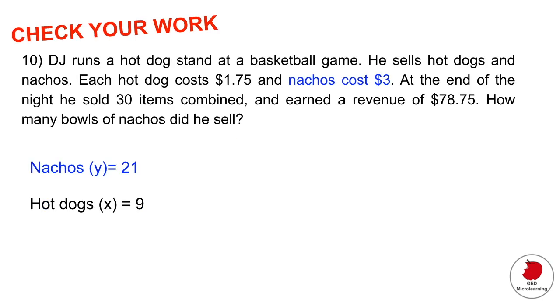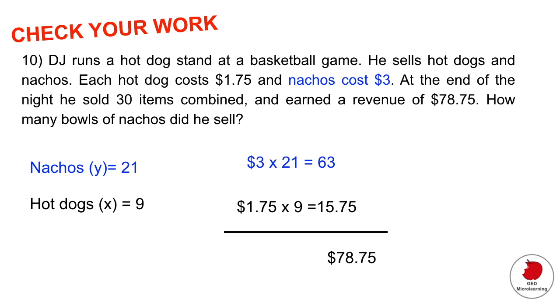And you can also check to see if the revenue adds up, right? So he sold 21 bowls of nachos at $3 each. So if you multiply that, that gives you $63. And he sold 9 hot dogs at $1.75, which gives you $15.75. If you add these two up, that gives you the total revenue that he earned.